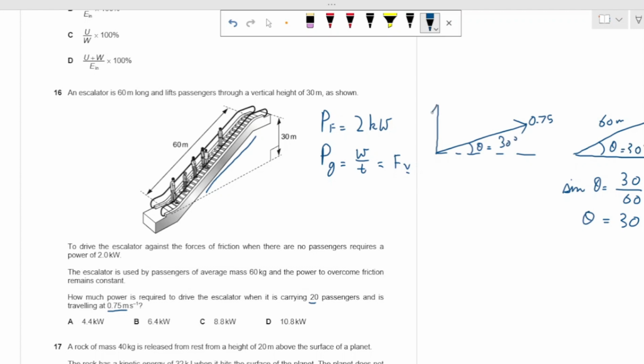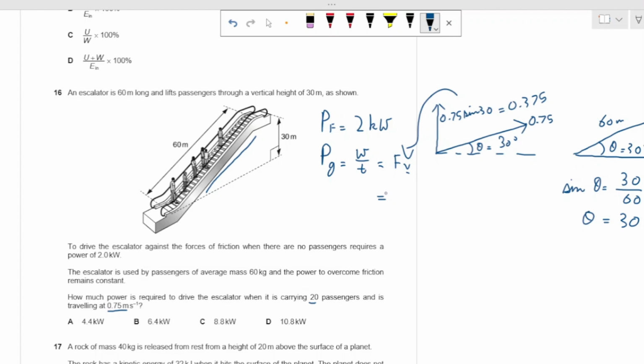Now we can find the vertical component of our speed. So what is our vertical component of speed? Our vertical component of speed is 0.75 sine 30. So 0.75 sine 30 gives us 0.375. Now we have found the velocity in the direction of the force. Let's calculate the force now.